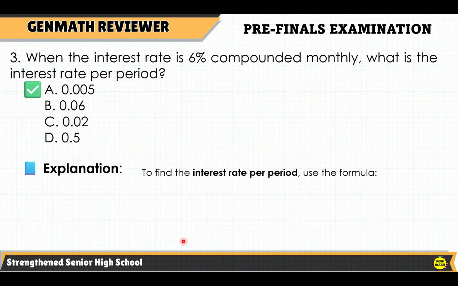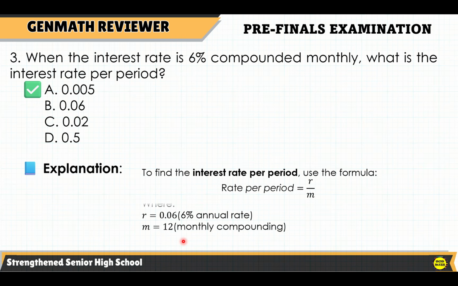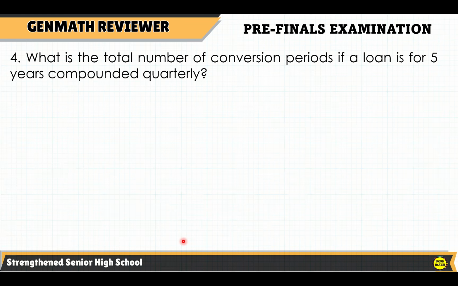Letter A. So, to find the interest rate per period, we will use the formula, no? r over m. So, yung r is 0.06 and then yung m is 12 since compounded monthly. So, i-divide lang natin yung 0.06 divide 12. The answer is 0.005.